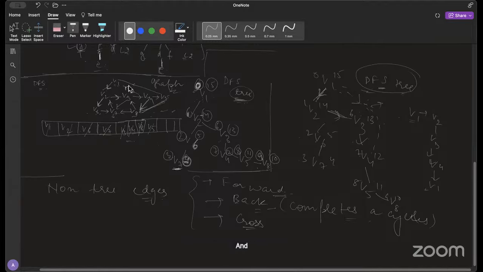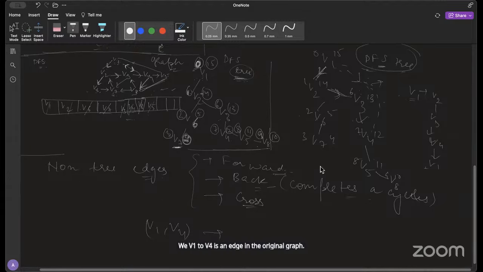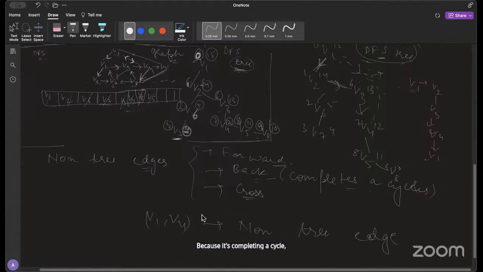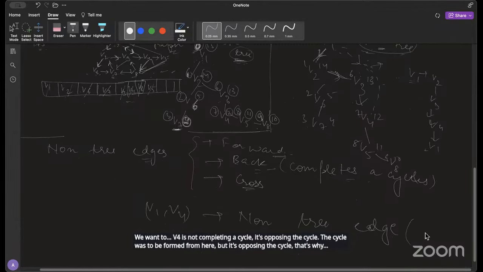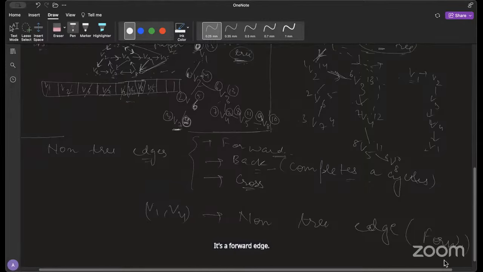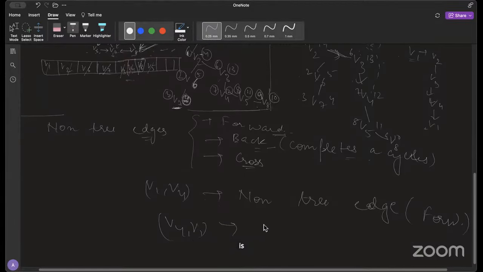And if say you have both, you have this edge, your graph directed in this order. V1 to V4 is also an edge, V4 to V1 is also an edge. V1 to V4 is an edge in the original graph, but it's not in the tree. That's why it's a non-tree edge. And what sort of non-tree edge is it? Not completing a cycle. V1 to V4 is not completing a cycle. It's opposing the cycle. The cycle was to be formed from here, but it's opposing a cycle. That's why it's a forward edge. And V4 to V1 in the original graph is again a non-tree edge, and it's the back edge.